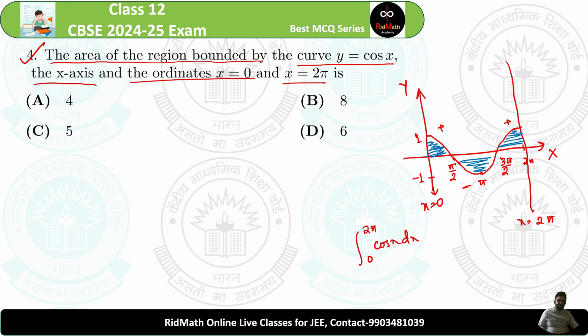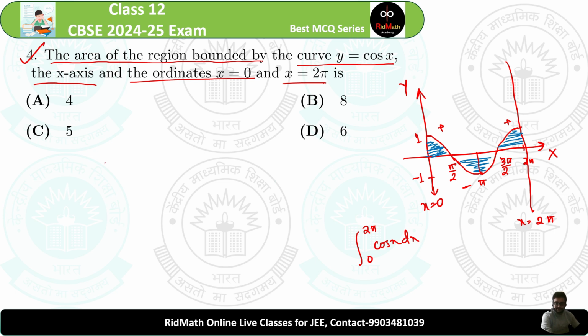So this is pi by 2, and pi by 2 to pi, this is a pi by 2 gap, this is pi to 3 pi by 2, a pi by 2 gap. Pi by 2 plus pi by 2 is pi, and then pi plus pi by 2 is 3 pi by 2, and then this is 3 pi by 2 to 2 pi. This is the fourth part.